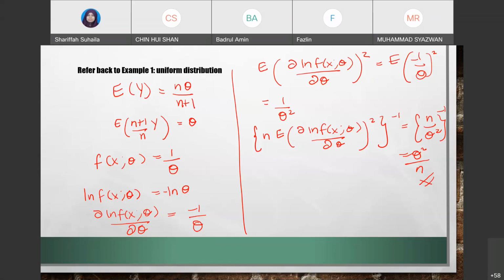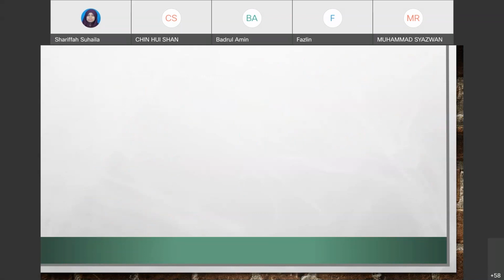So the same thing, kita nak tunjukkan kita punya variance juga. Okay, variance of kita punya theta hat ni. Ini theta hat kita ni, this one, n plus 1 over n Y. This is your theta hat. So sekarang ni kita nak dapatkan variance of n plus 1 over n Y.